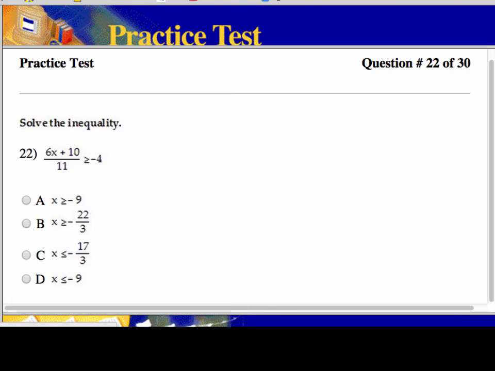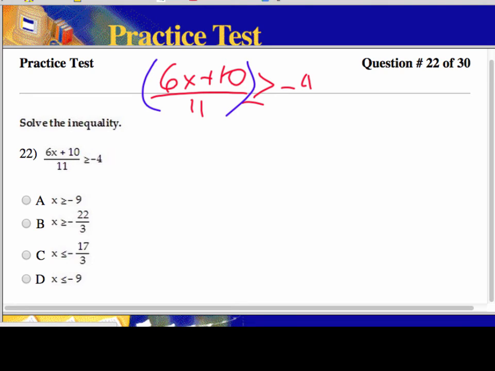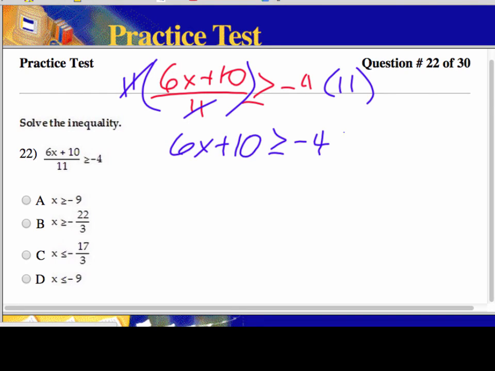All right, so now how do I solve this one? If I say 6x plus 10 all over 11 is greater than or equal to negative 4, what do I do first? Multiply by 11, because we're going to undo what's being done to x. It's being divided by 11, so we're going to multiply. This cancels with this. I get 6x plus 10 is greater than or equal to negative 44. Subtract 10. Subtract 10.